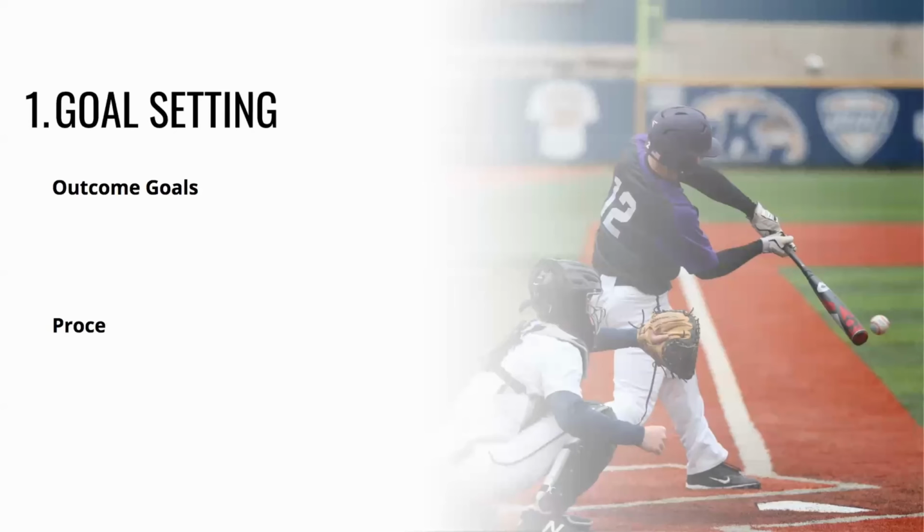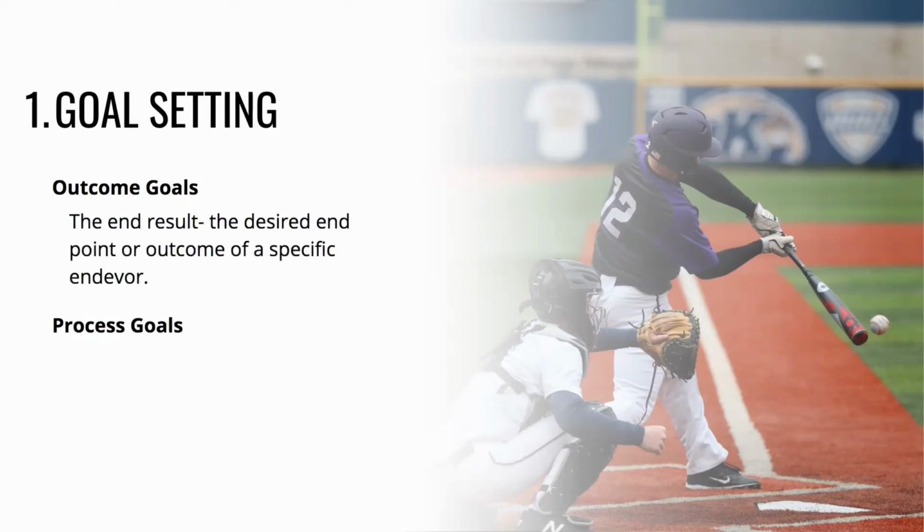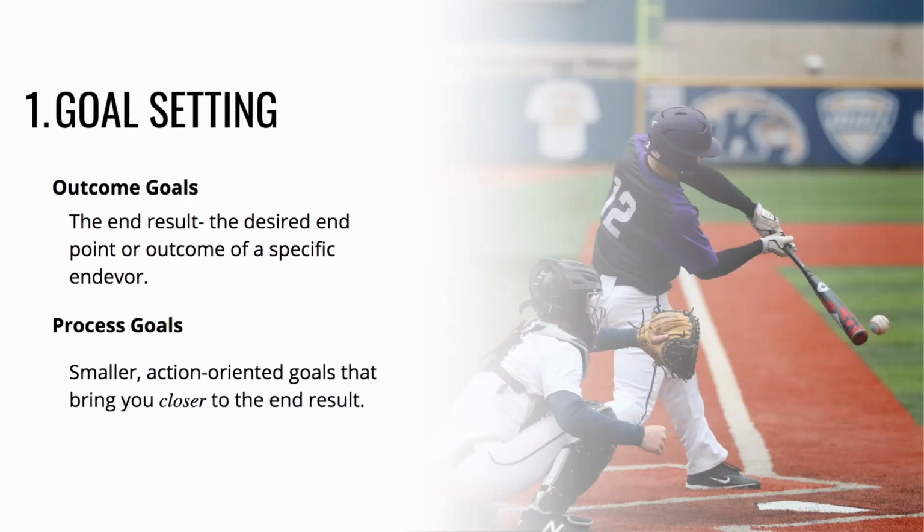There are 2 primary categories individuals can use to clarify their goals to refine their high-performance mental skills. Those 2 categories include outcome and process goals. Outcome goals refer to the end result, the desired endpoint or outcome of a specific endeavor. These are typically goals we see around New Year's resolutions or birthdays, but without the proper work behind them, outcome goals are not usually impactful enough on their own.